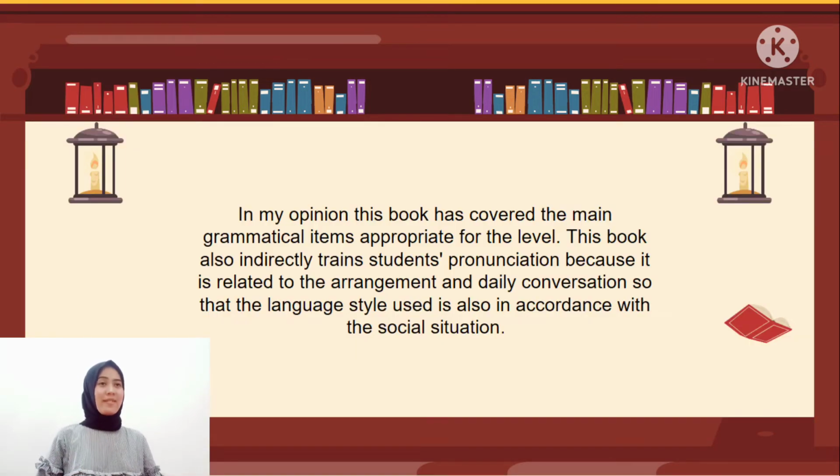Right, next, the third is language content. In my opinion, this book has covered the main grammatical items appropriate for the level. This book also indirectly trains student pronunciation because it is related to the arrangement and daily conversation, so that the language style used is also in accordance with the social situation.